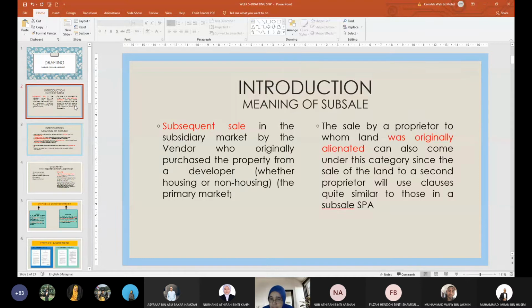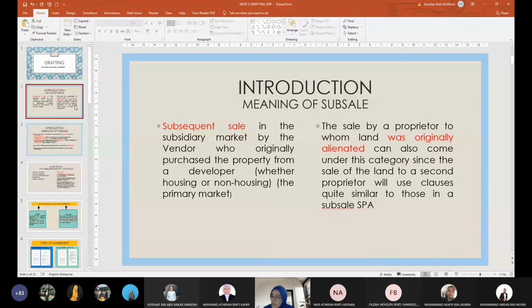Okay, so we are talking about subsale. So we are subsequent sale in the subsidiary market. The meaning of subsale is also applicable to the sale by a proprietor to whom land is alienated, can also come under this category, since the sale of land to a second proprietor uses clauses quite similar to those in subsales SPE.